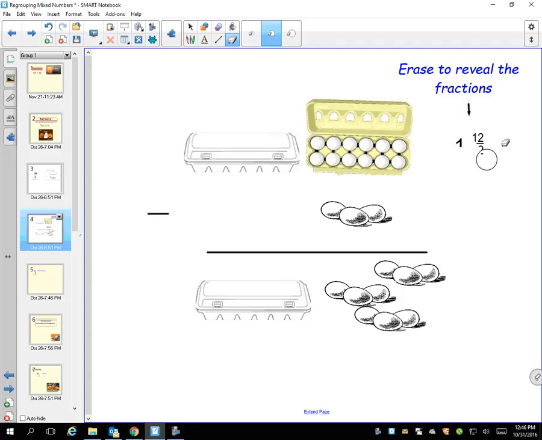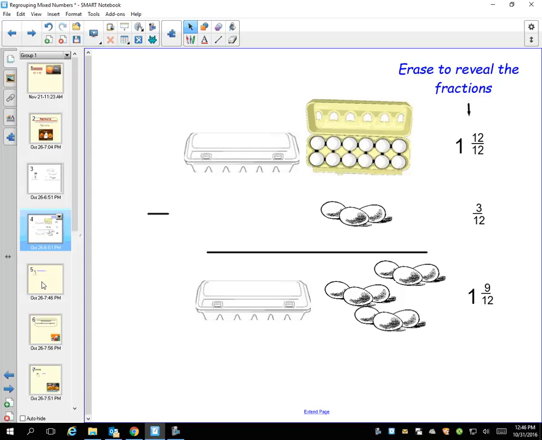So you can see what we did was we took our 2 dozen and we renamed it as 1 whole and 1 whole. It's just that our whole looks funny. It looks like 12/12. And then we're going to take 3/12 from it, and that leaves us 9/12 left.